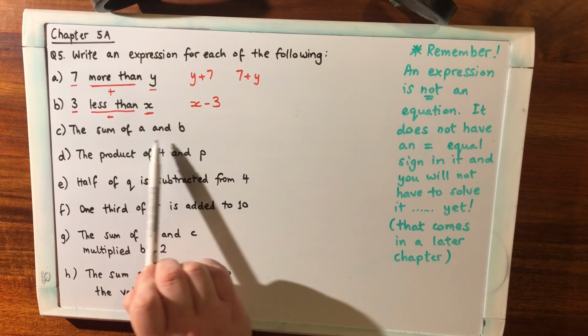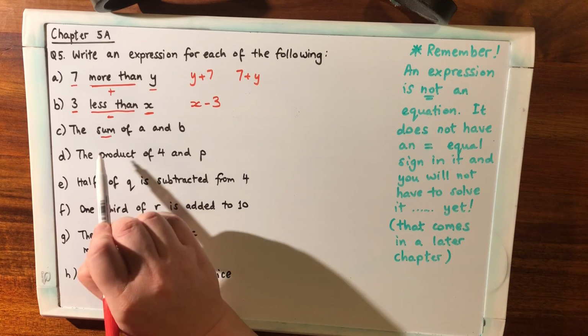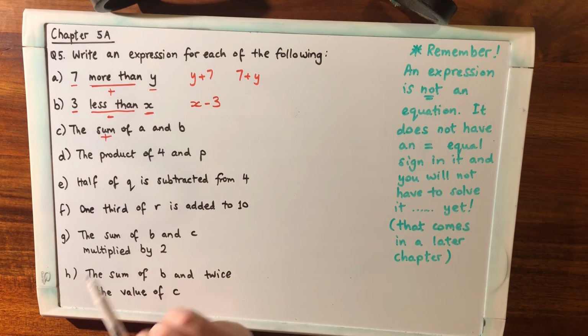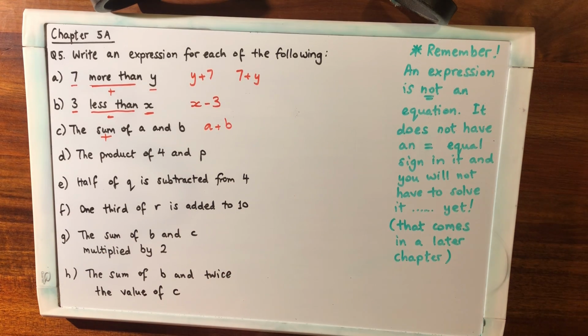C, the sum of A and B. Well, we did this one in the last video. So the sum is the clue. That means we're using a positive. So A plus B. Okay.